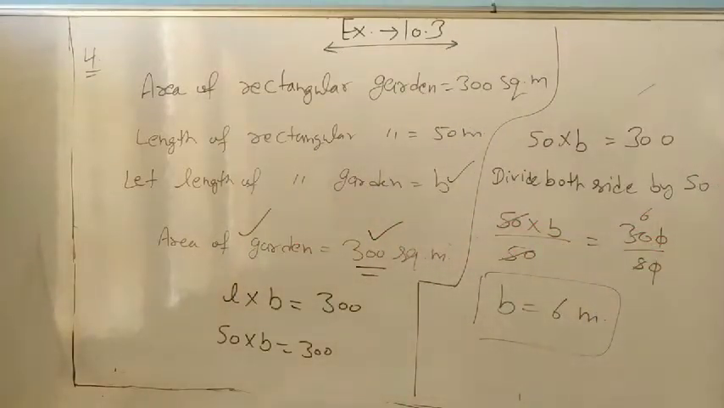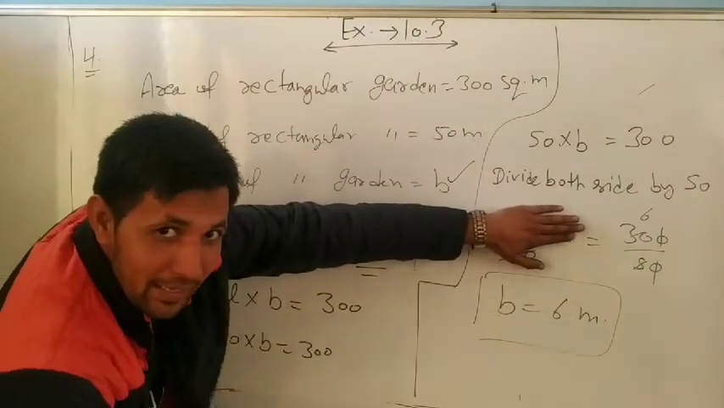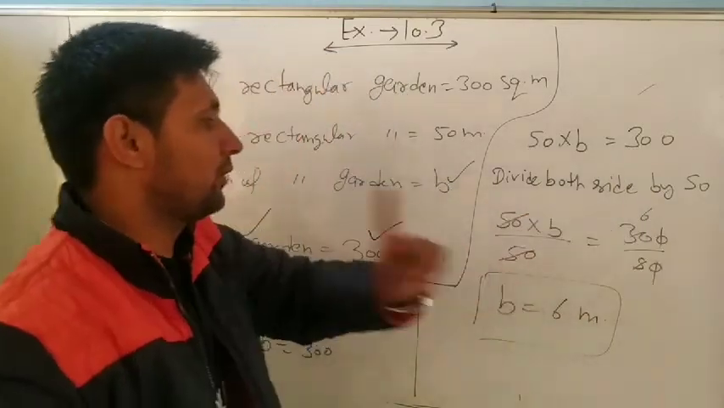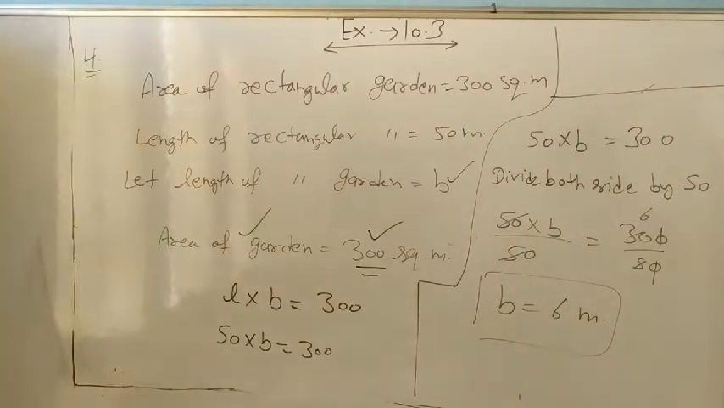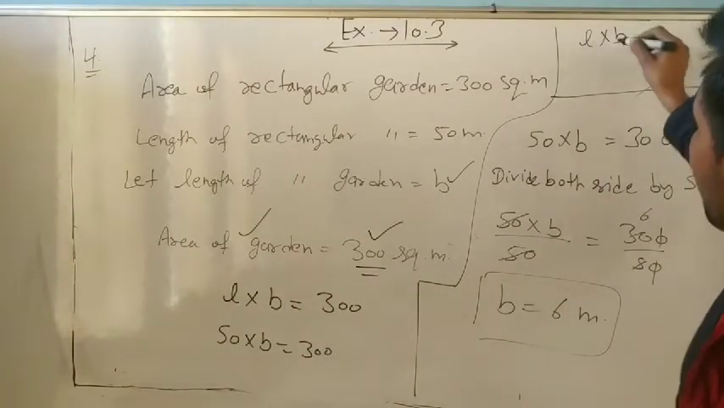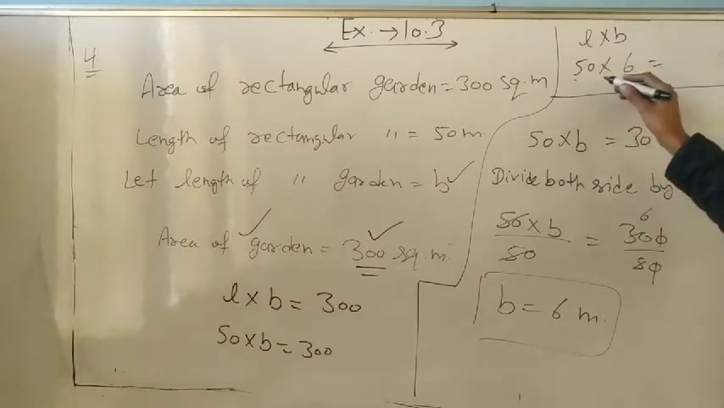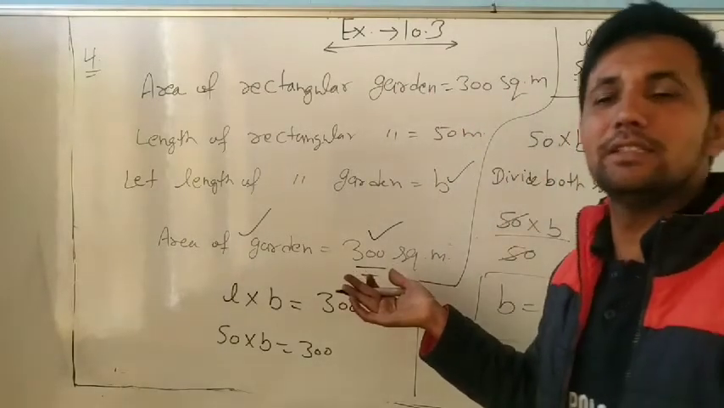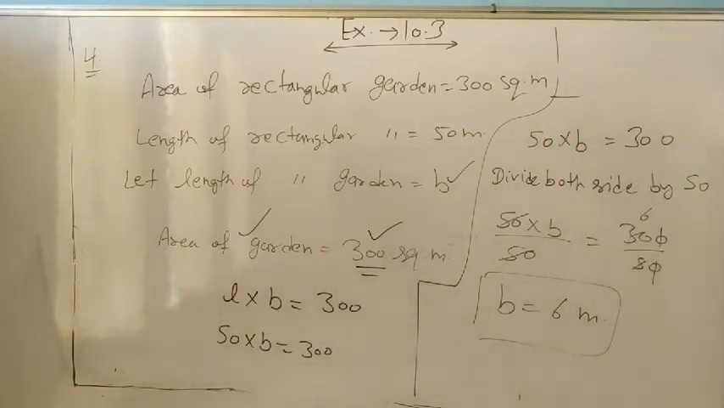6 meter. You can do like this also: directly, 50 multiply, on the other side divide. So 300 divided by 50. Understand? You can verify its answer also, because area is always length into breadth. Length is 50, breadth is 6. So 50 into 6, 300. Yes, the area given is 300. So our answer is right. Understand? Like this we can verify also. So it is your answer. Understand it? Now next.